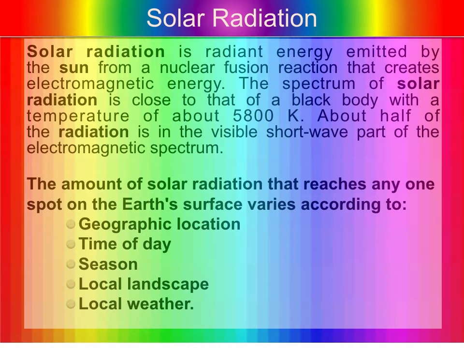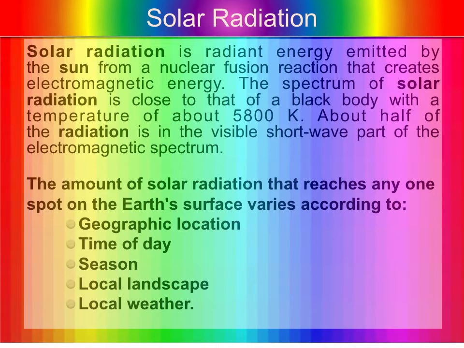You know the main source of energy for this planet is the sun, and solar radiation is radiant energy emitted by the sun because of nuclear fusion, which creates electromagnetic energy. The whole spectrum of the energy is close to a black body, which means absorption and emission are 100%, at about 5800 Kelvin. Half of the radiation is visible, in the short wave parts of the electromagnetic spectrum. So the radiation we are receiving is in the short wave parts.